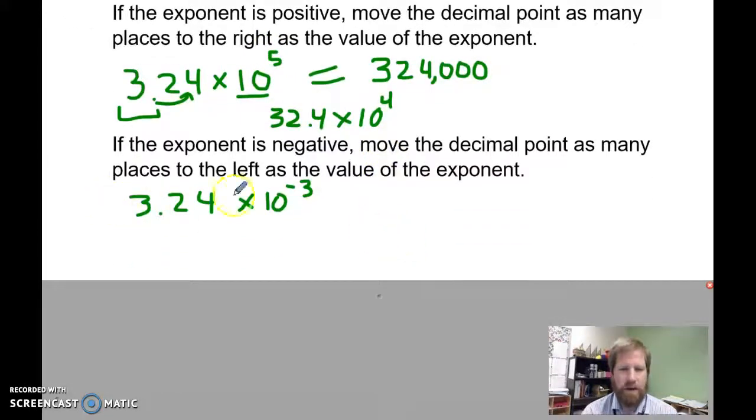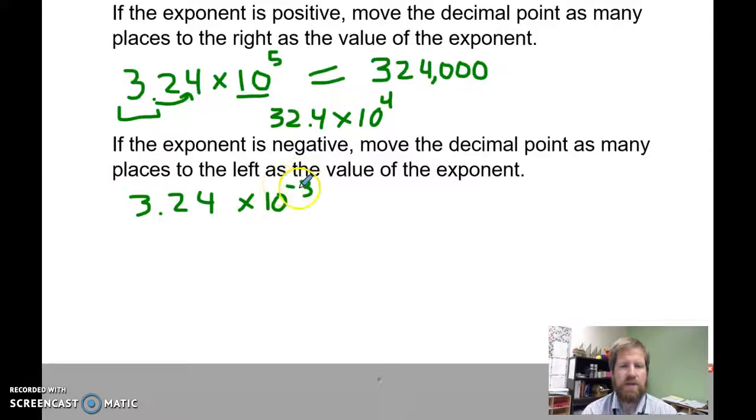Now when we are working with negative exponents on our base of 10, it's going to move it the other way. So if we have 3.24, it's going to go to the left 3 places. 1, 2, 3, 0, 0. There's my decimal, and I can throw another 0 on the end. These two numbers are equivalent, which would be tenths, hundredths, thousandths, ten thousandths, hundred thousandths, 324 hundred thousandths.